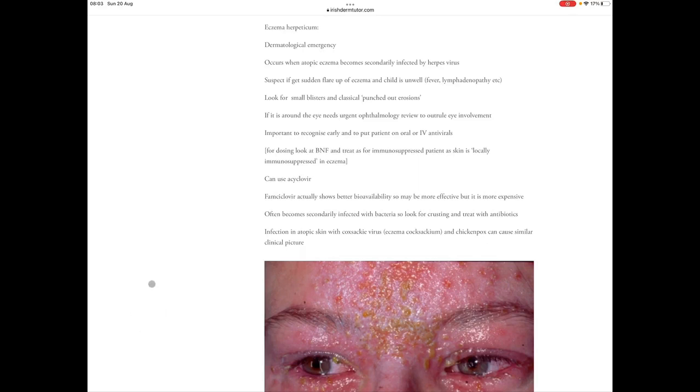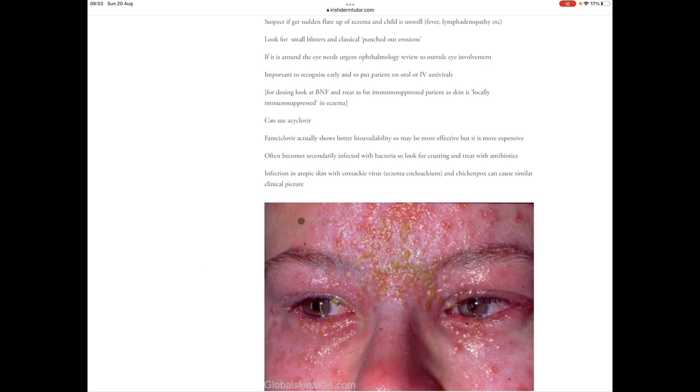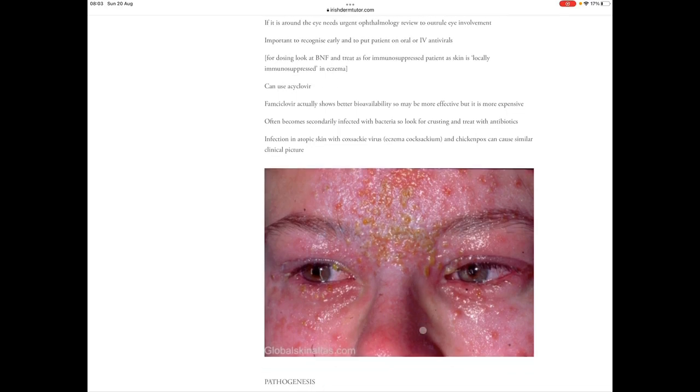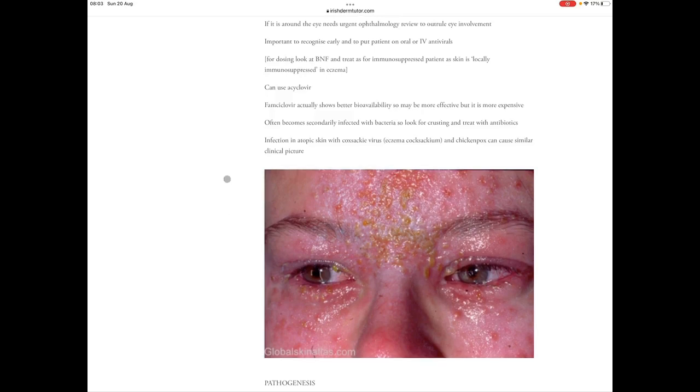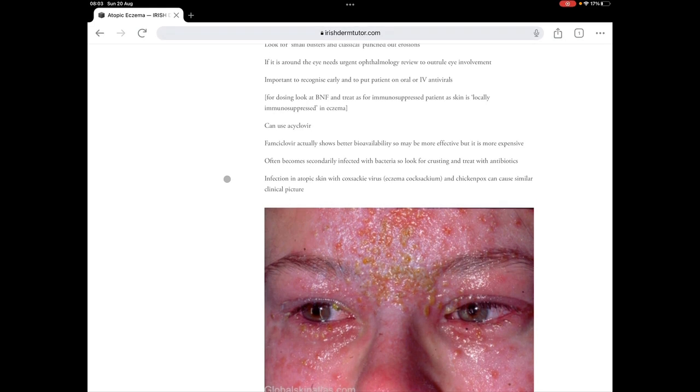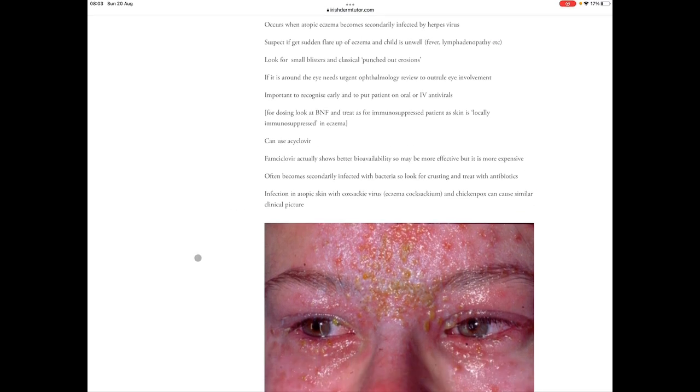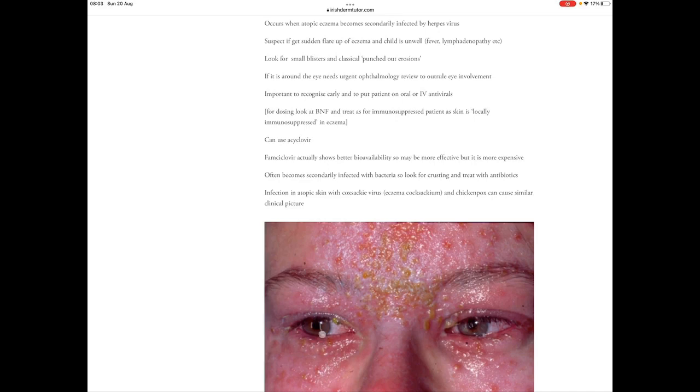What you want to do is look for small little blisters. Now, unfortunately, this is not a great image. This kind of golden crust is actually bacterial infection, but you might be able to appreciate these small punched out erosions. So what you're looking for are tiny little vesicles or punched out erosions. And if the eczema herpeticum is around the eye, you need urgent ophthalmology follow-up as well. If it involves the eyes, they are at risk of corneal scarring, so it needs to be treated and managed appropriately.